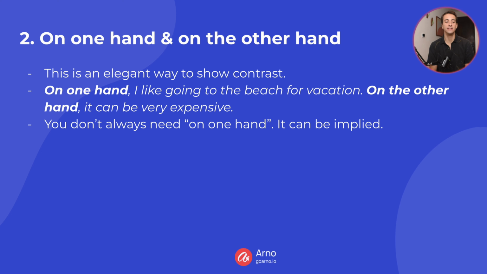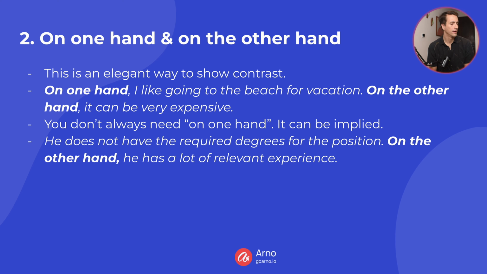You don't always need on one hand, actually. It can be implied. Here's an example. He does not have the required degrees for the position. On the other hand, he has a lot of relevant experience. So this is still very good writing, still makes perfect sense. And I didn't put on one hand before the first sentence, but I still used on the other hand before the second sentence. In certain cases, this is maybe more natural.